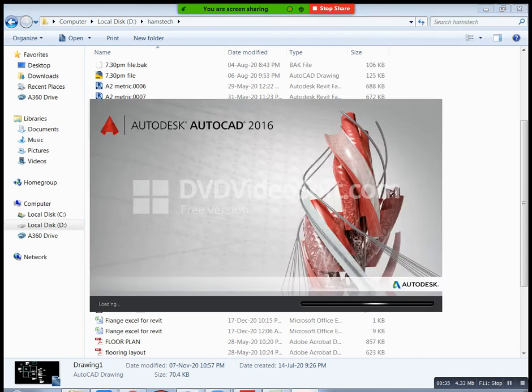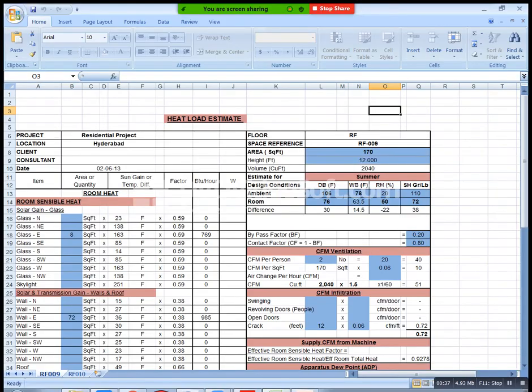See, in this heat load estimation sheet, first of all, here we have project. Okay, our project: residential building, commercial building, industry building. Okay, what is your project name? That project name you can mention here. After that you can specify location. Okay, where is your project location: Hyderabad, Mumbai, Bangalore. That one you can mention.